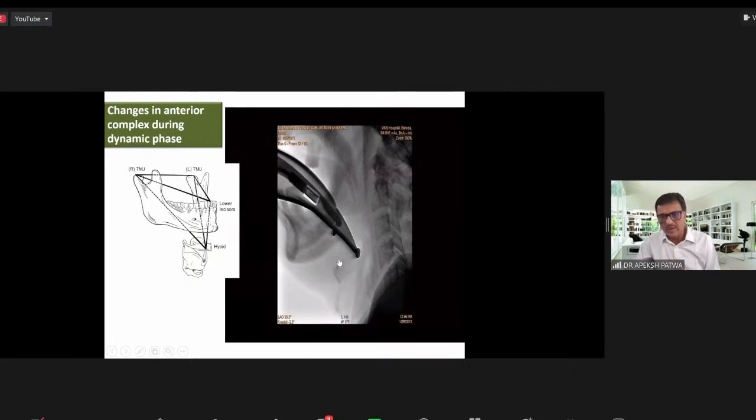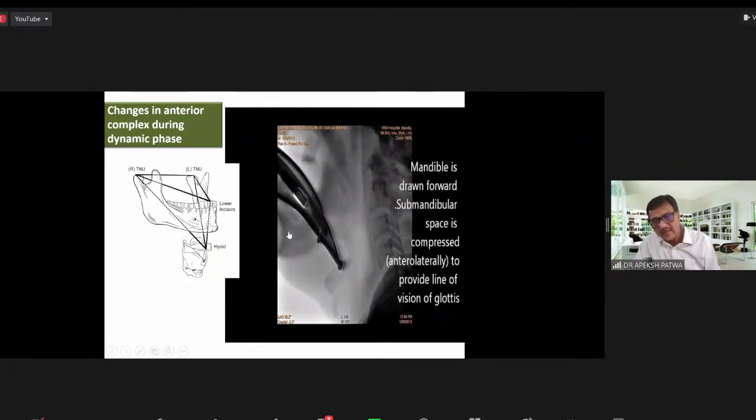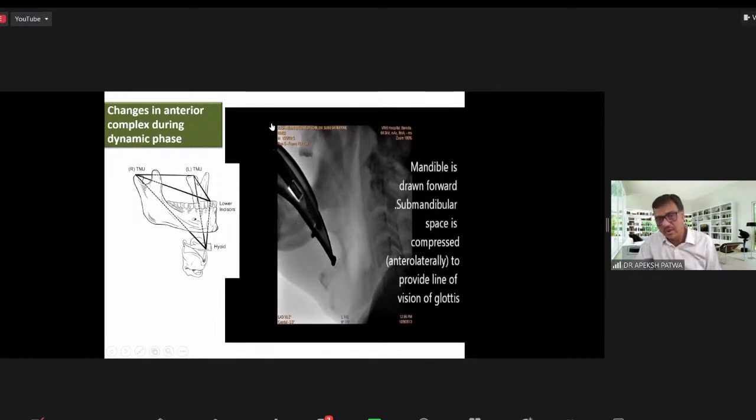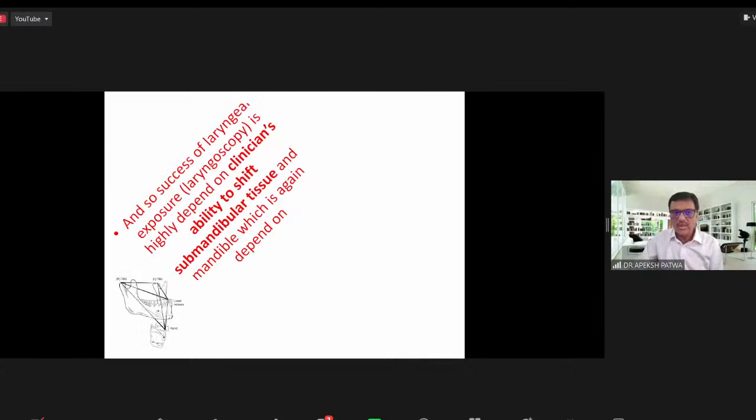Now, if I run the video, during the dynamic phase of laryngoscopy, the hyoid is drawn anteriorly and forward. At the same time, the mandible is also drawn anteriorly and forward. And there is a total compression of the submandibular tissue between this blade and the mandible in order to create a direct line of sight. So there is a significant amount of shift and compression during the dynamic phase of laryngoscopy. So the success of direct laryngoscopy depends on the clinician's or anesthetist's ability to shift the submandibular tissue and mandible, to make the mandible move forward. Only then are we able to create a direct line of sight and a channel for the passage of the endotracheal tube.